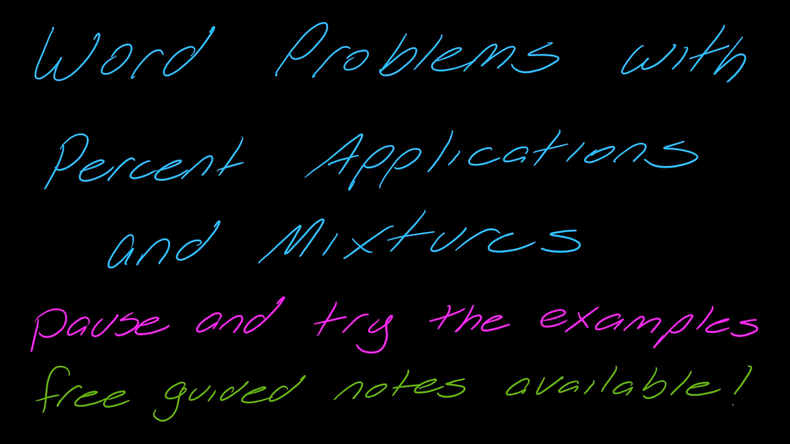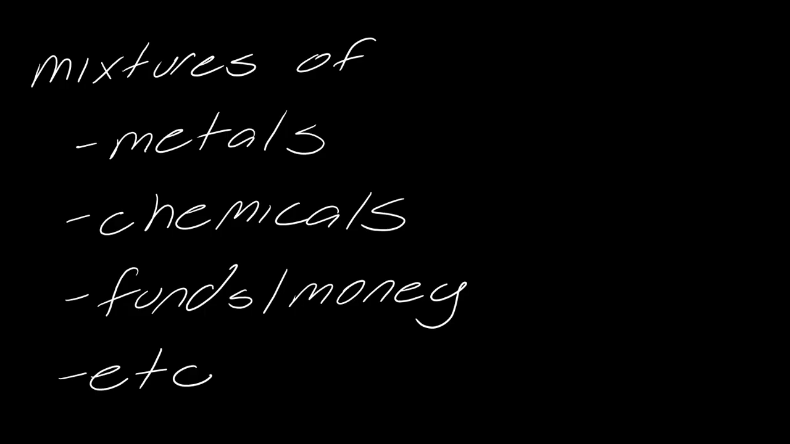Hey guys, so in this video I'm going to be talking about word problems with percent applications that have to do with mixtures. And when I say mixtures, this can mean a lot of different things. So this could be things like mixing metals, chemicals, funds or money, or anything else. So it's really whenever you see two percentages being mixed, this is the general way you can think about them. It doesn't really matter what it is that you're mixing. Sometimes people think it matters if I'm mixing a chemical or money. It really doesn't. It's just mixing up percentages.